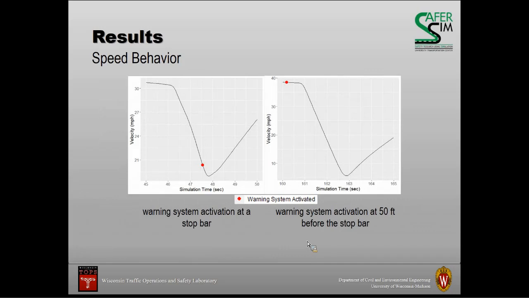Now, speed profiles were also plotted for each subject, and in addition to the speed, we also showed when the warning system was activated. As you can see in this figure, for example, on the left, the warning system was activated at the stop bar. The driver reacted before even receiving the warning, and that means they reacted to the event, to the red light runner itself. While the other figure shows when the system was activated at 50 feet. And as you can see, after getting the warning, the driver reduced their speed, and then they reacted accordingly.